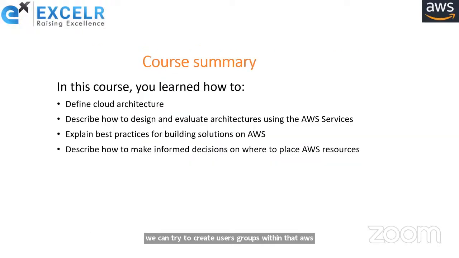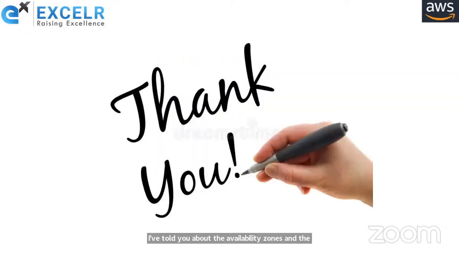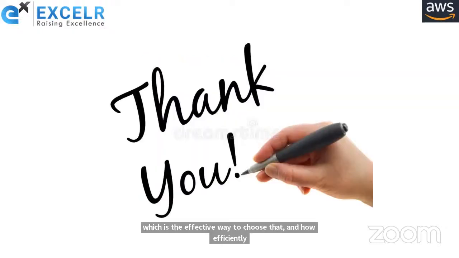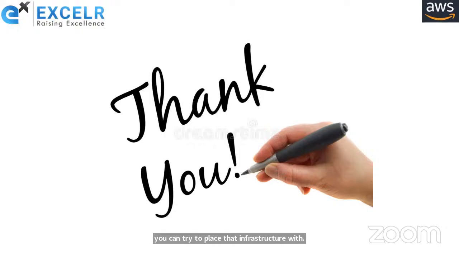Okay. So what have we learned today about that particular launching? Cloud architecture and evaluations, the characteristics of AWS services, best practices for building solutions on AWS, and how to make informed decisions on where to place AWS resources. Like I've told you about availability zones and regions, right? Which is the effective way to choose that, and how efficiently you can place that infrastructure with the pay-as-you-go service model. Okay. So let us go with the EC2 concept.